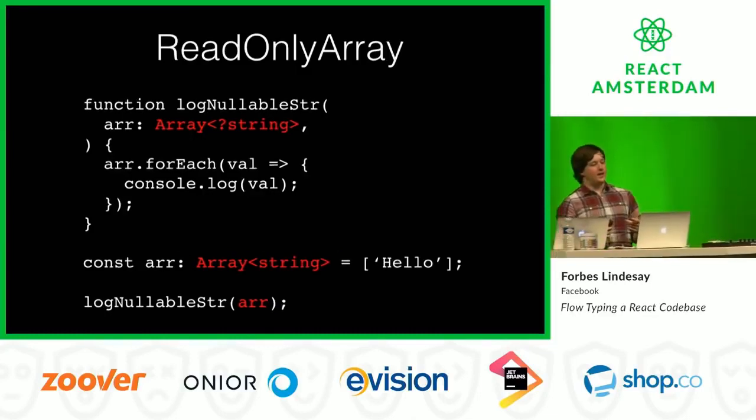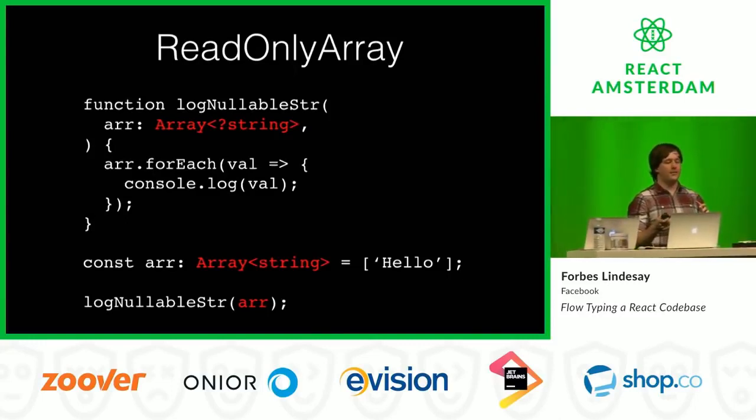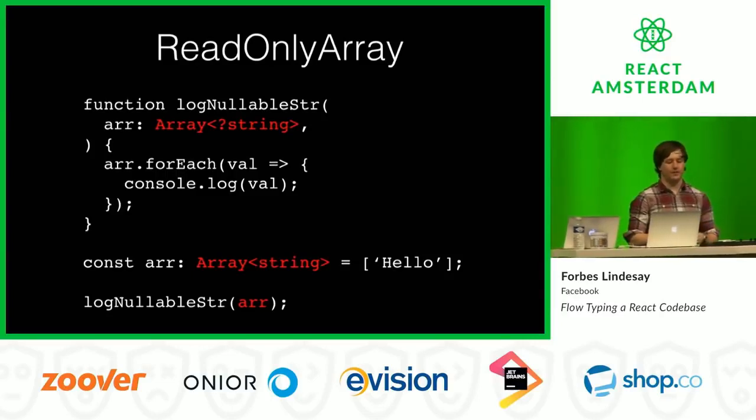Now I'm going to give an example where you might have thought this would work fine, but hopefully now you'll be able to see why it doesn't. We have a function, log nullable strings, that takes an array of nullable strings and logs each value. We attempt to pass in an array of strings, which should work fine. None of this code is going to have any runtime exceptions, but Flow is going to give us an error, because as far as Flow is concerned, it doesn't know that log nullable strings isn't going to modify that array. So it's going to give us an error saying you can't pass this array of strings into this function that expects an array of nullable strings.